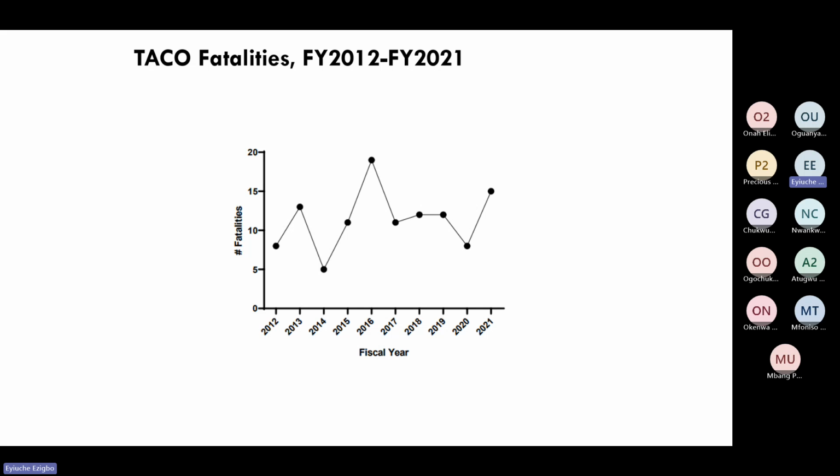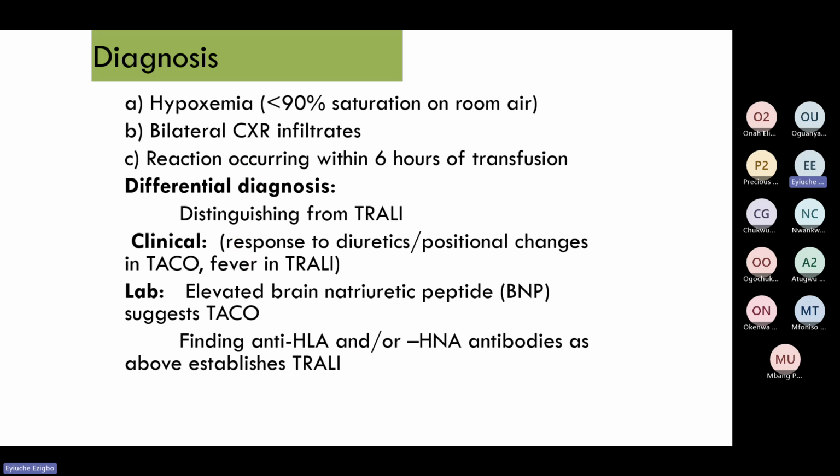TACO fatalities are shown for fiscal years 2012 to 2021. We can see that from 2020 it starts rising again. So like we said in our initial lectures, transfusion still harms. The diagnosis of TACO: we observe hypoxia, less than 90% saturation on room air, bilateral chest X-ray infiltrates, and reactions occurring within 6 hours of transfusion. But how do we differentiate TACO from TRALI? We need to do that.